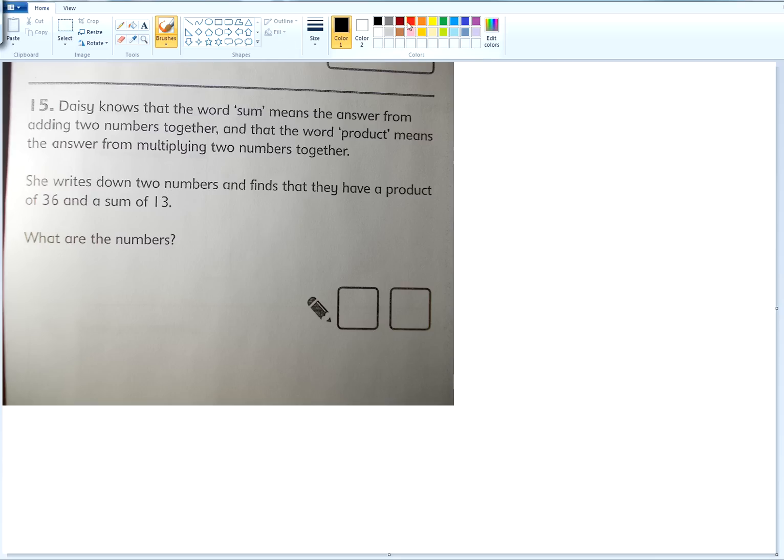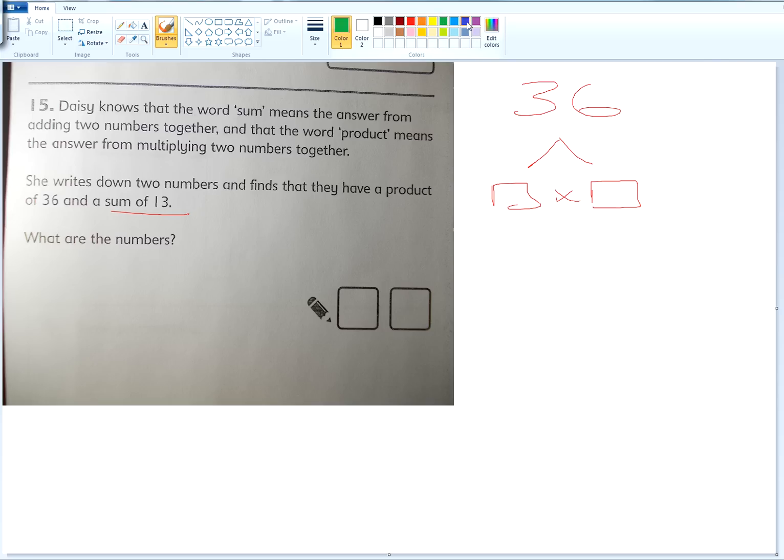So let's do it on the side over here. So when you multiply the two numbers together, it gives you 36. But when you add them up, it gives you 13. So let's think about the numbers that multiply to give you 36.